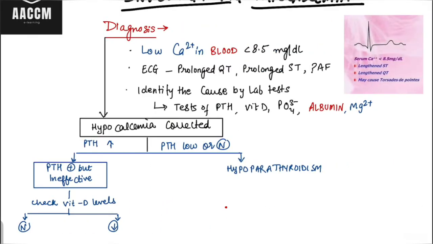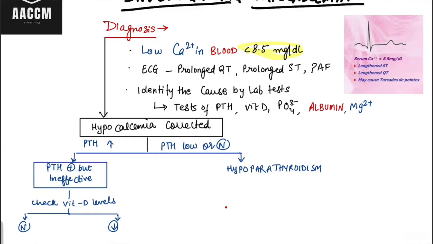Right, as I told, hypocalcemia is generally seen when the level of calcium in the blood goes below 8.5 milligram per deciliter. We call it hypocalcemia, right? This is the first step. We have to check the levels of calcium in the blood first, right? Then we have to get a baseline ECG done in that particular patient.